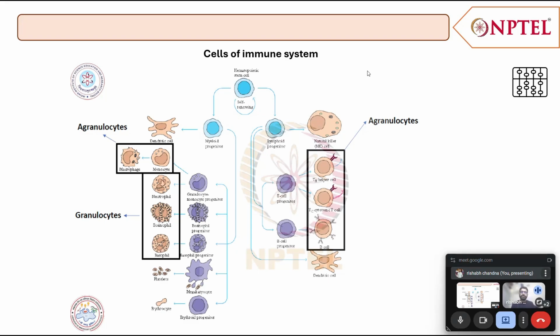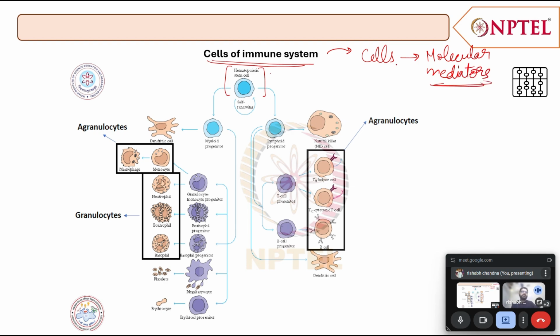Okay. So, starting with the cells of the immune system. The precursor of all these cells that are produced in the immune system is the hematopoietic stem cell. So, first of all, these immune cells. How does our immune system function? It is the cells that produce the molecular mediators.